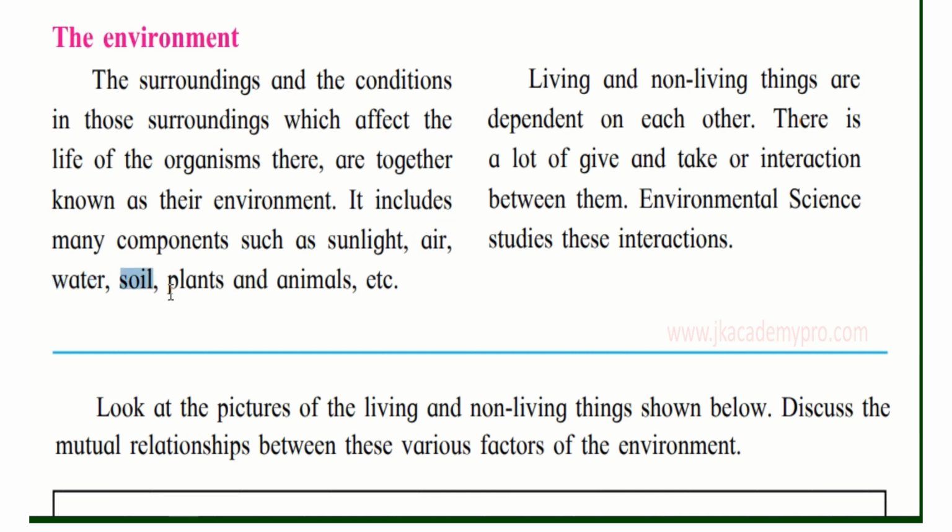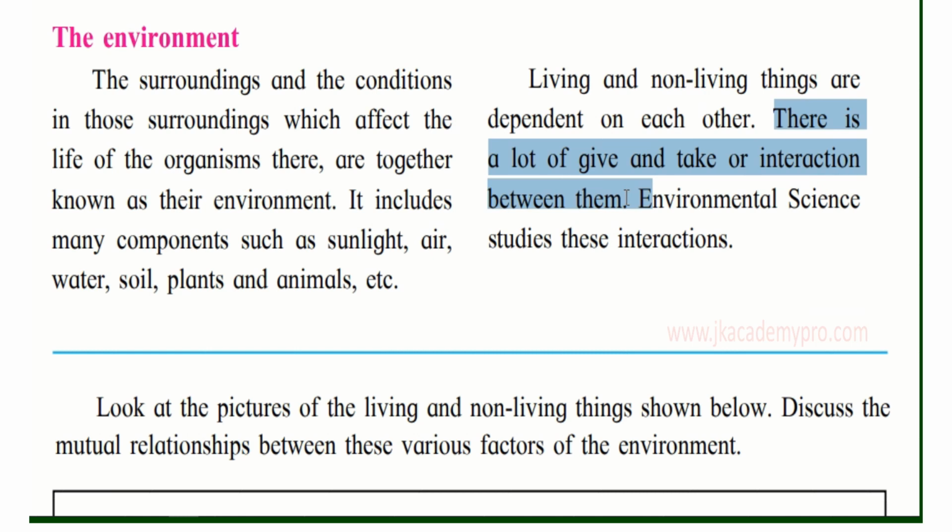So plants, animals, and non-living things are dependent on each other. What is dependent? We cannot do without those things. We cannot do without non-living things, isn't it? So that is called dependent on each other. And there is a lot of give and take, or interaction, between them, give as well as take.